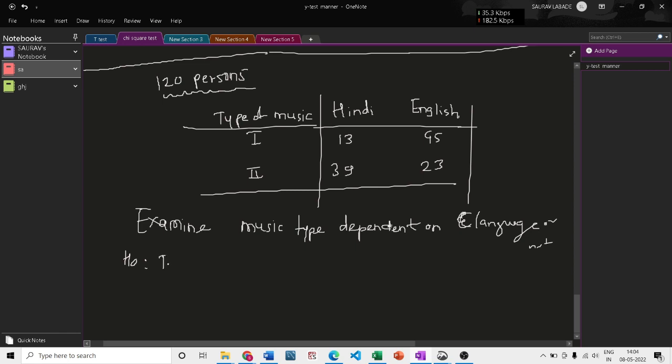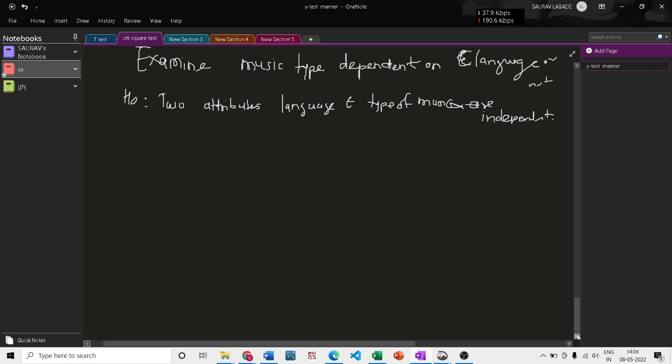That is, the two attributes, language and type of music, are independent. Okay, language and type of the music are independent. And my H1 will be what then? Yes, the two attributes, language and type of the music, are dependent. Okay, so this we have to check, right?